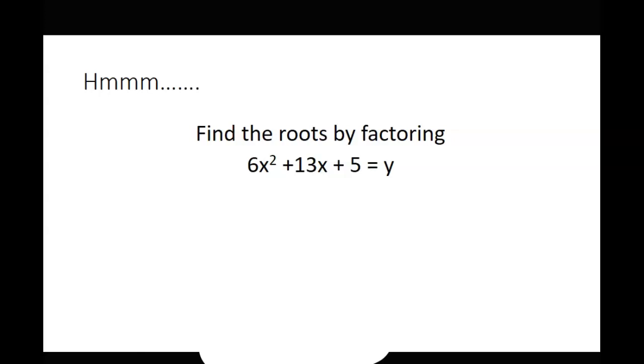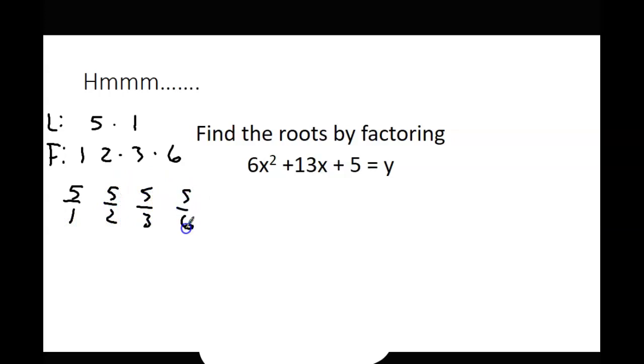What times what makes 5? What times what makes, I'll put L here for last. What are the factors of the first coefficient? 4, 1, and 6. So, and I know that the roots will have these numbers on the top and these numbers on the bottom. So here are my possible roots. My roots could be 5 over 1, 5 over 2, 5 over 3, or 5 over 6.